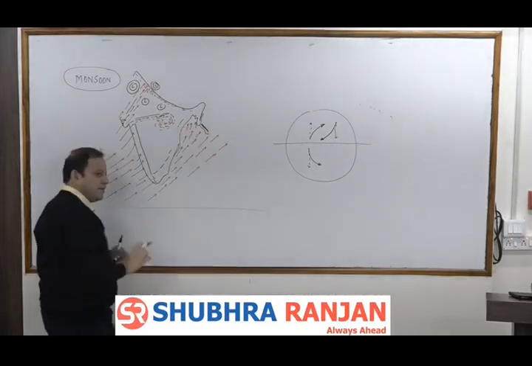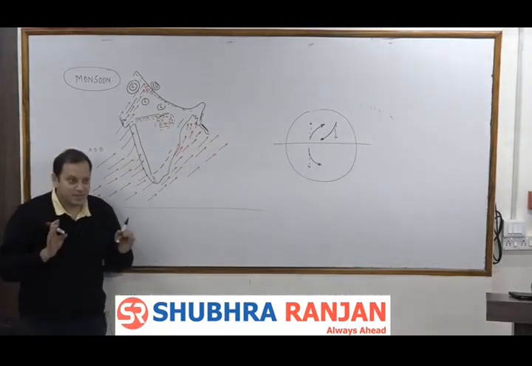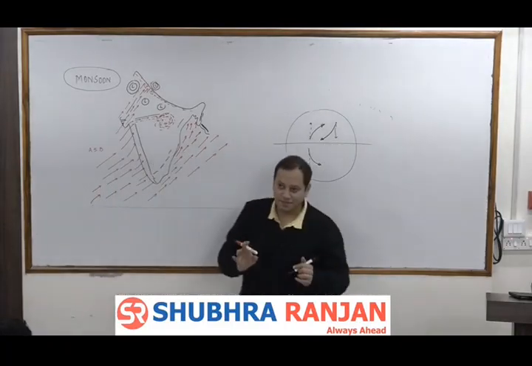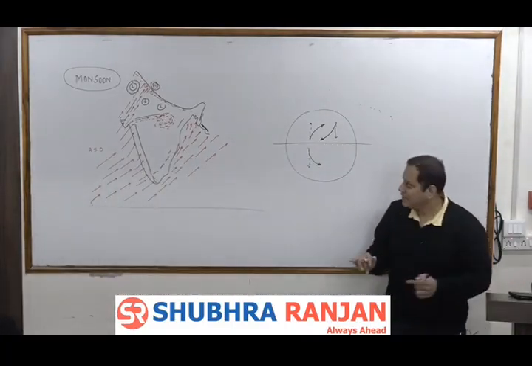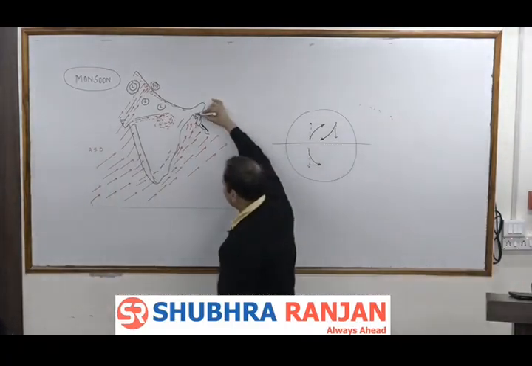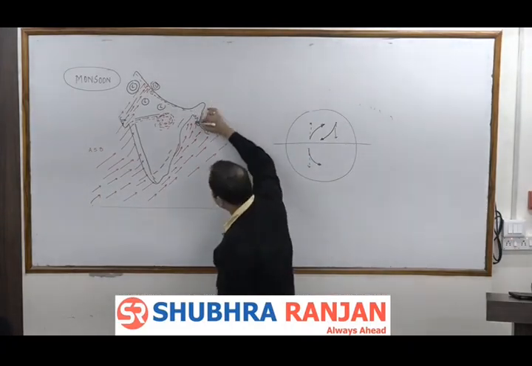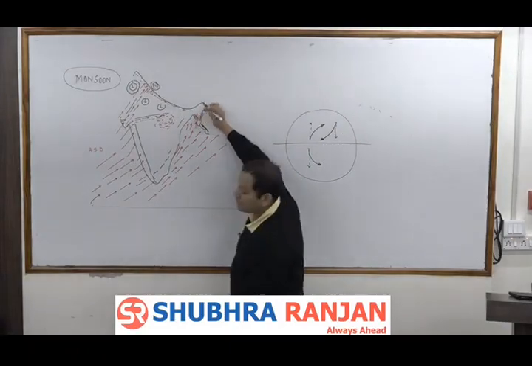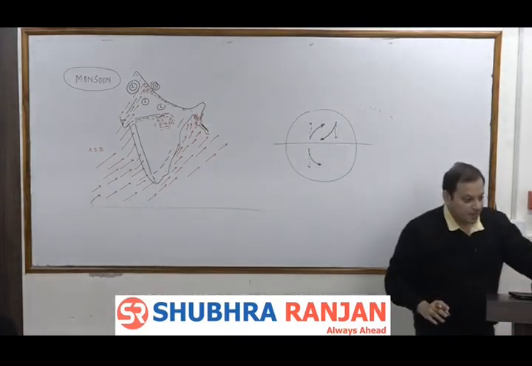Does Bangladesh have mountains? No, Bangladesh is entirely a country which is in a delta. It is a very flat region. Where are the mountains? Garo, Khasi, Jaintia. So it is forced to rise up through Meghalaya and give very heavy rainfall in this region.